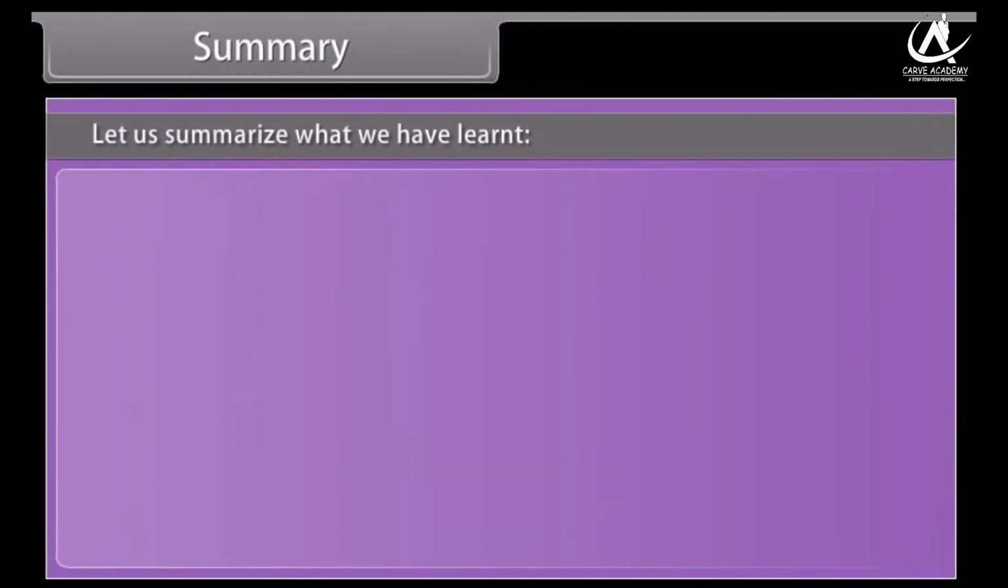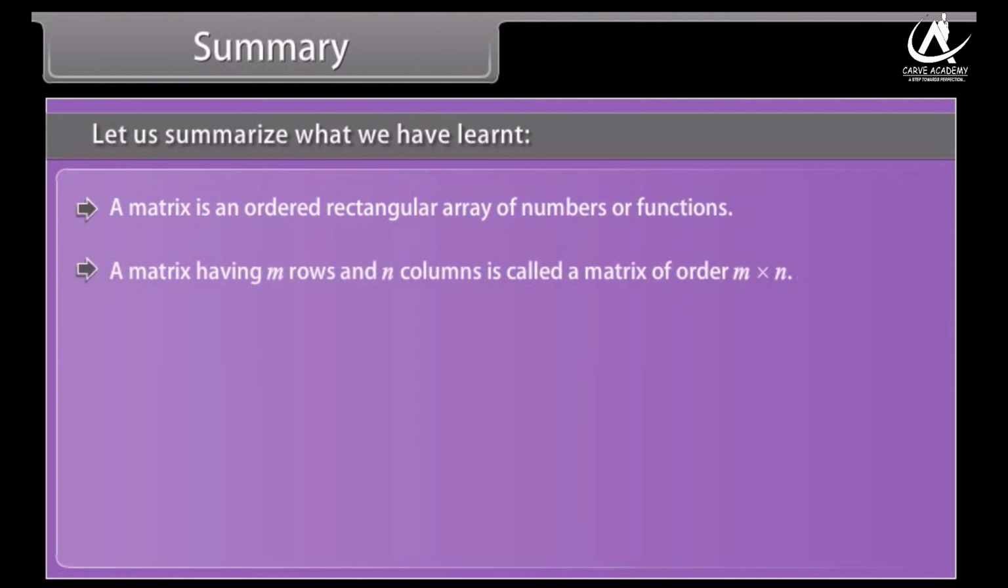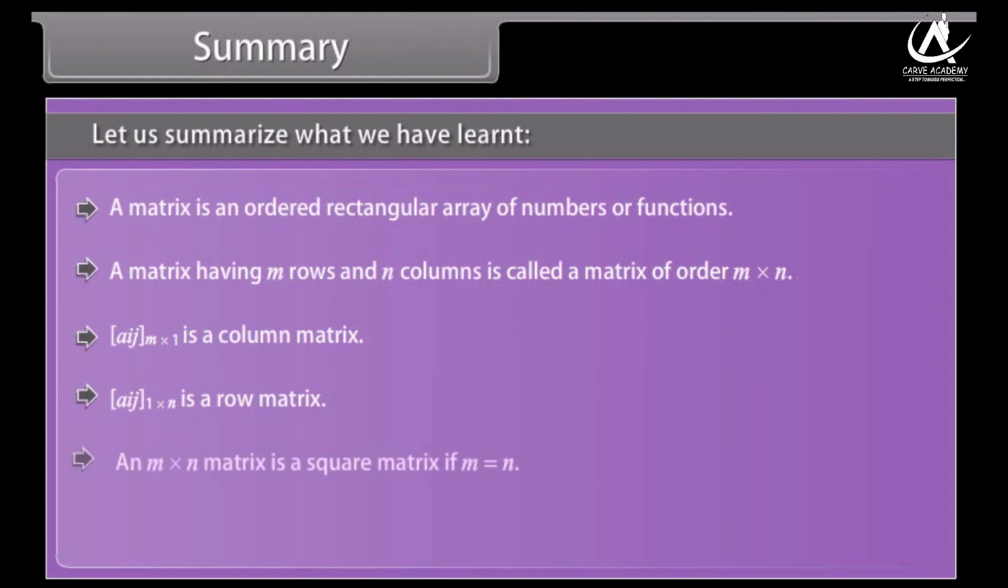Summary. Let us summarize what we have learned. A matrix is an ordered rectangular array of numbers or functions. A matrix having m rows and n columns is called a matrix of order m by n. a_ij m by 1 is a column matrix. a_ij 1 by n is a row matrix. An m by n matrix is a square matrix if m is equal to n.